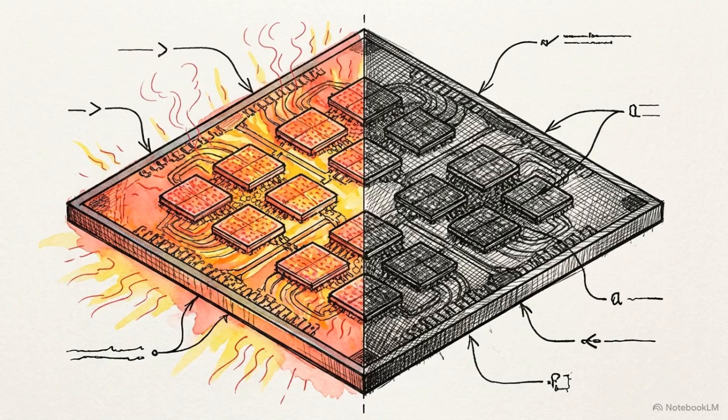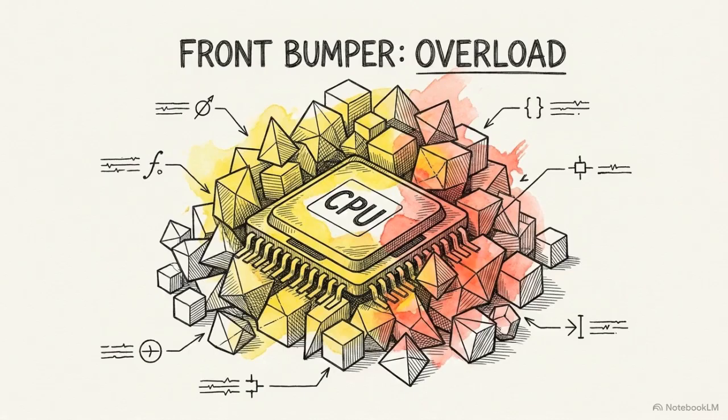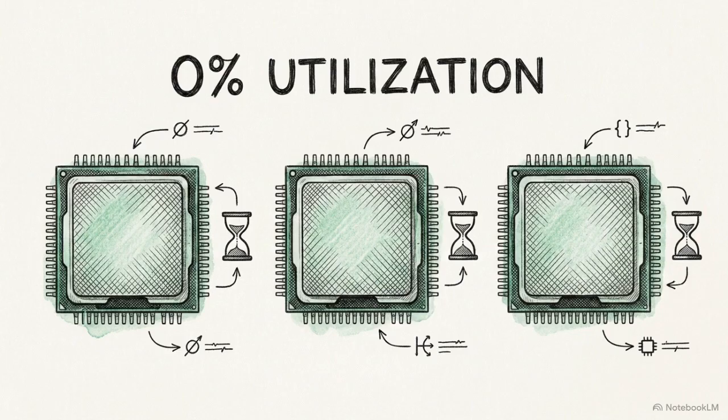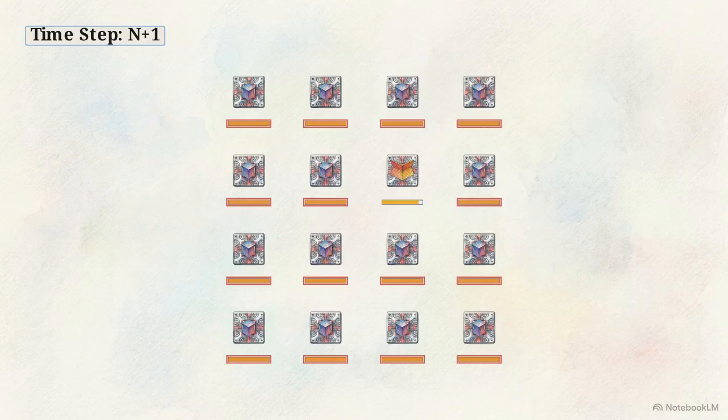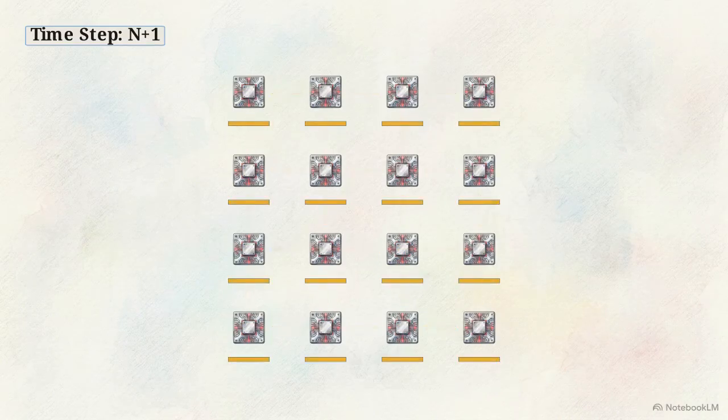Then there is the friction of load balancing. If a severe impact hits the front bumper, the core processing that zone becomes bogged down with complex calculations. Meanwhile, cores assigned to the undamaged rear finish early and sit completely idle, waiting for the active core to catch up. Adding more processors yields diminishing returns because every part of the simulation must remain strictly synchronized, both chronologically in time and physically in space.